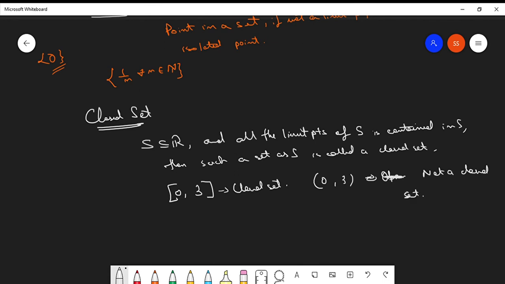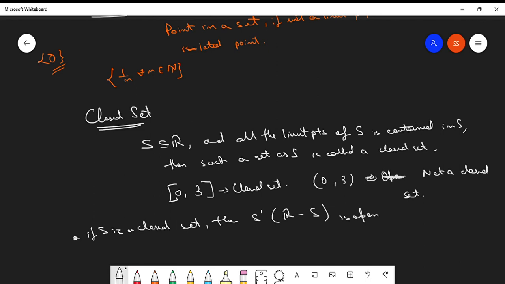A closed set has its complement open. If S is a closed set, then S complement, that is the set of reals which are not in S, is open. This is a fact. Got it?